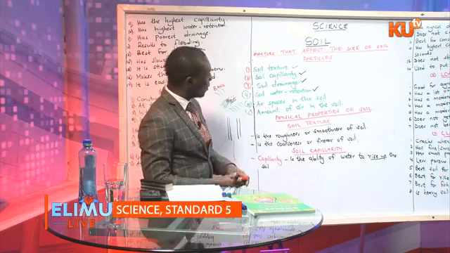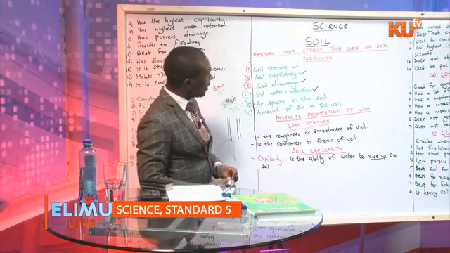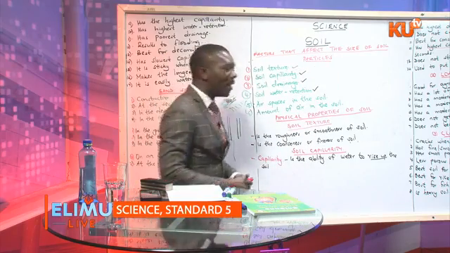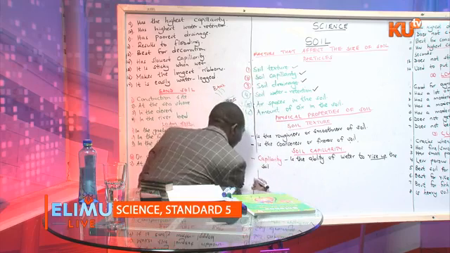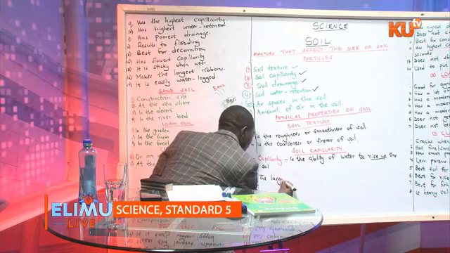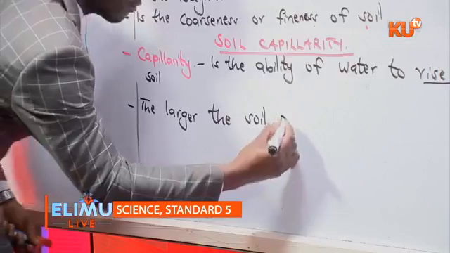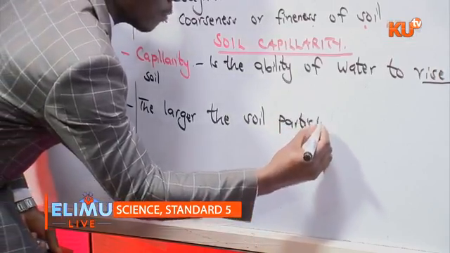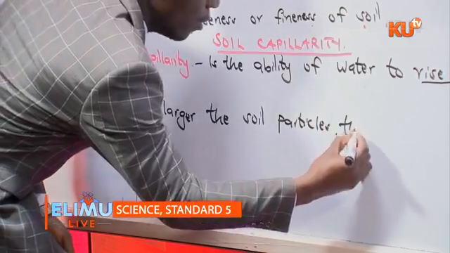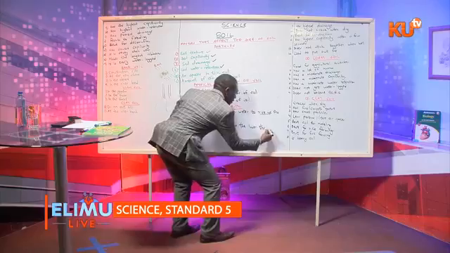So soil capillarity also depends on the size of soil particles, and the larger the soil particles, the lower the capillarity. I can write that one. The larger the soil particles, the lower the capillarity.